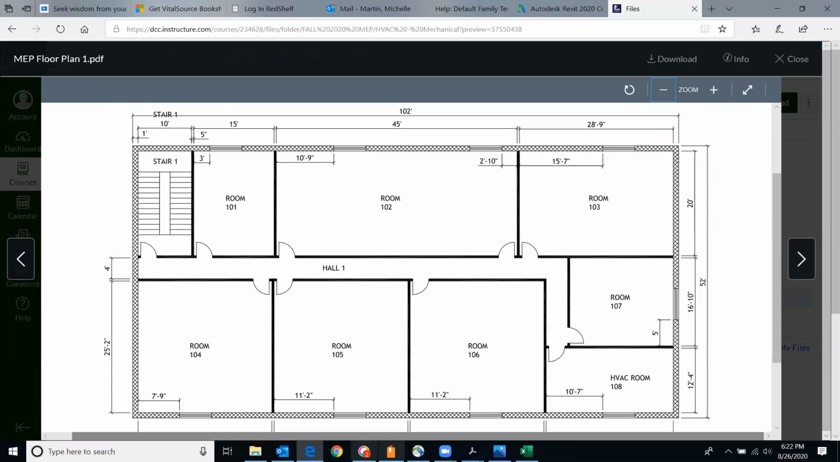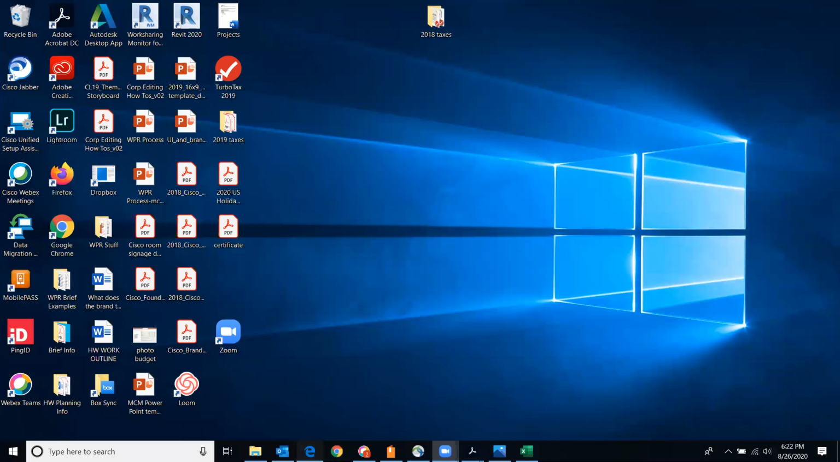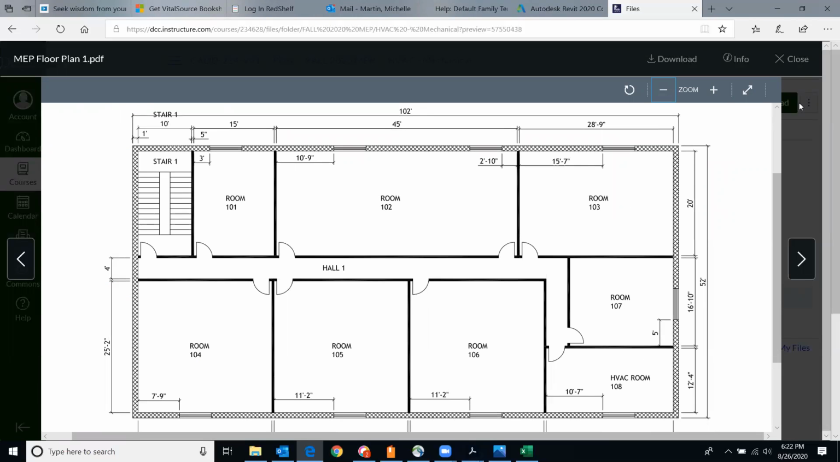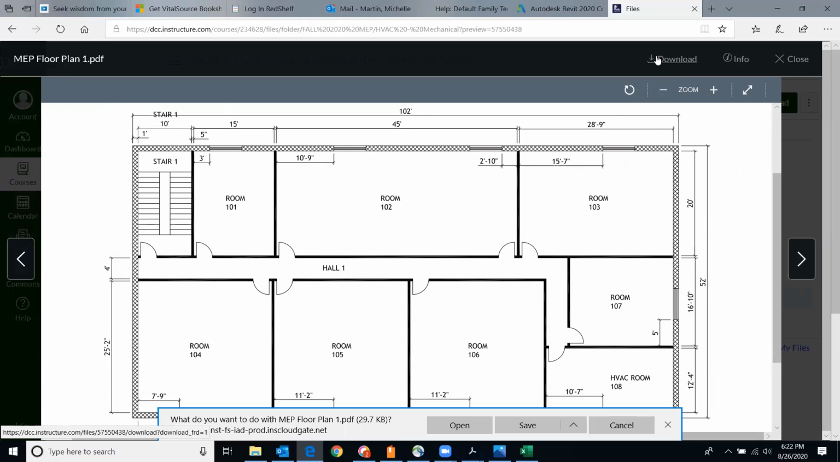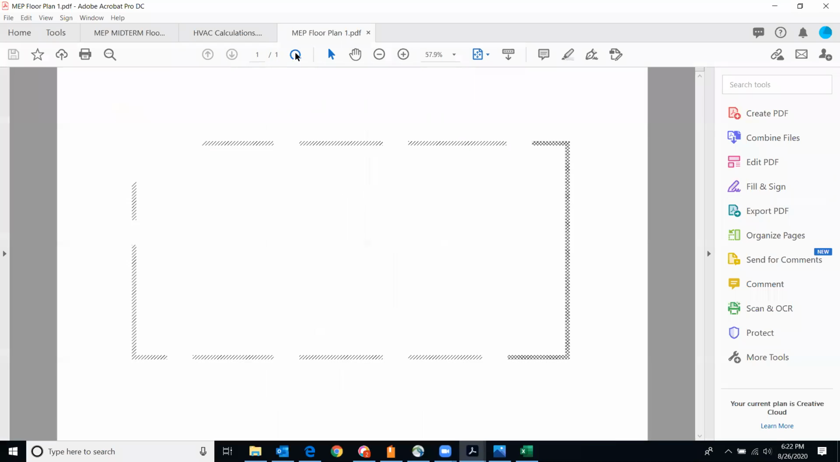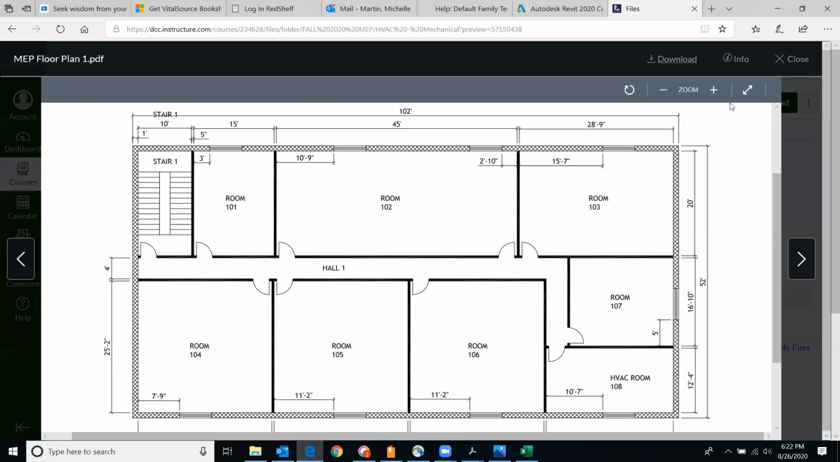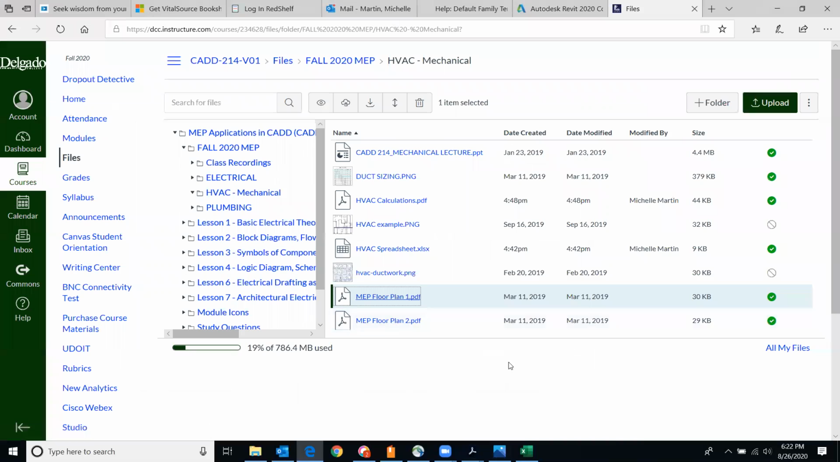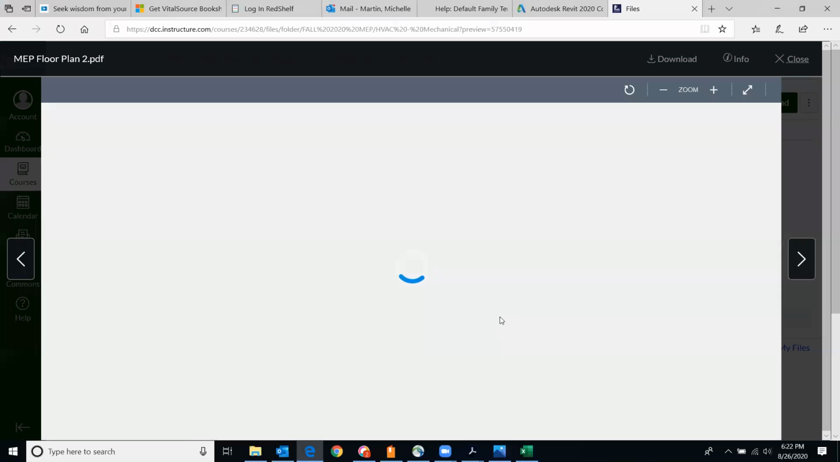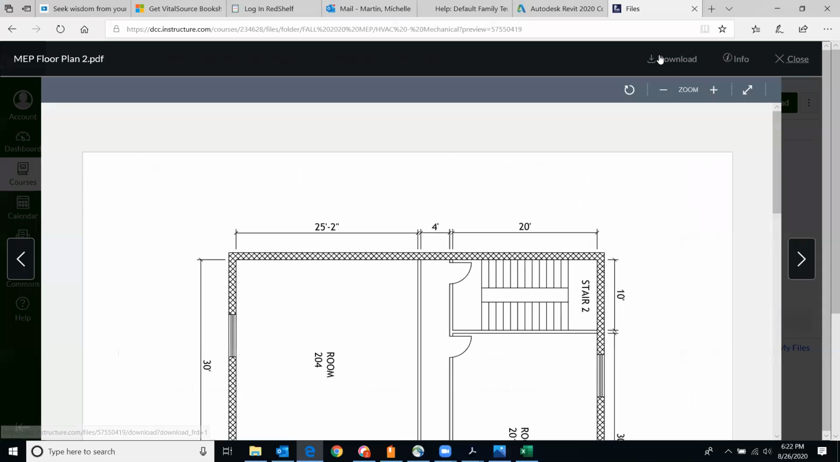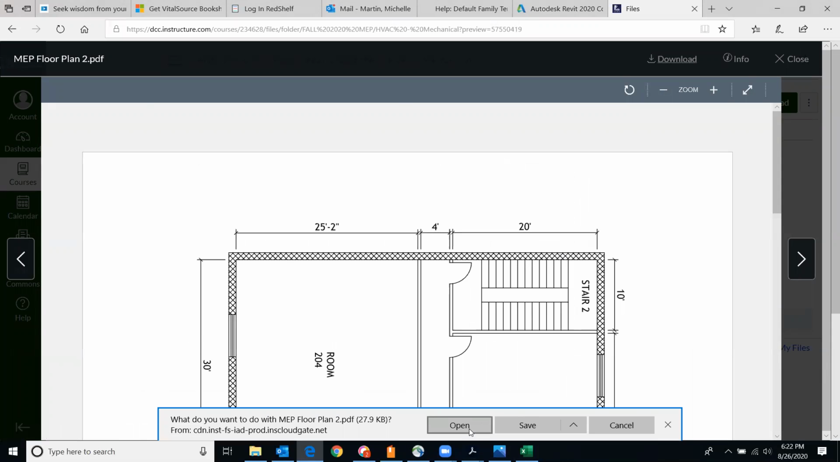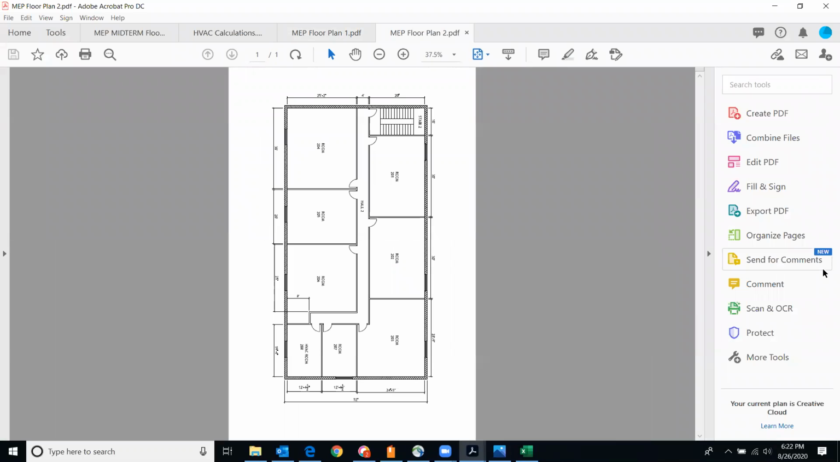That's better. Let me download that. Did you want us to like replicate that or something? Oh, I'm going to get to that. I just want you to open it right now so we can talk about it. And go ahead and open both of them, MEP 1 and MEP 2. Floor plan 1 and floor plan 2, and you can download them. And I'm going to explain what we need to do with them.